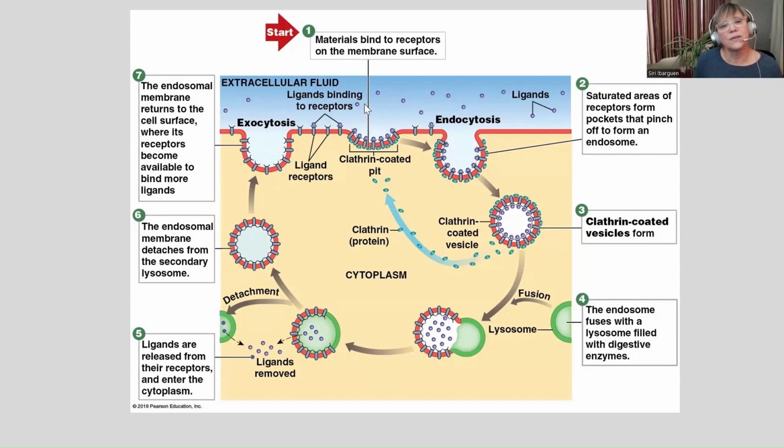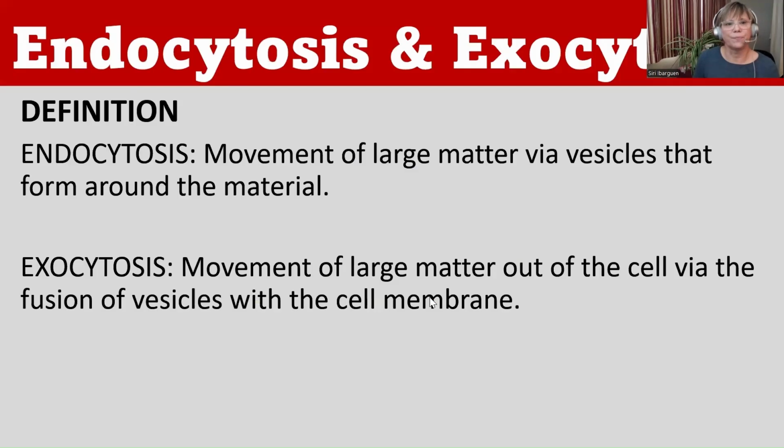Endocytosis: materials that the cell needs are going to attach to proteins on the cell membrane. And then when there's enough of them, that cell membrane is going to pinch and form a vesicle. And then that material can be used inside the cell. So endocytosis is the movement of large matter via vesicles into the cell, and exocytosis is the movement of large matter out of the cell.